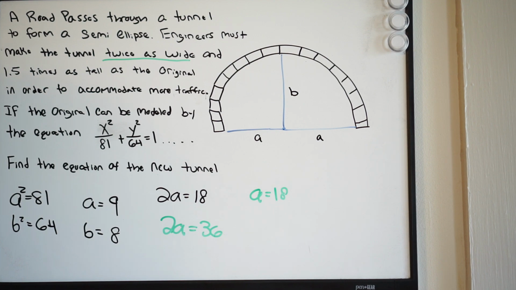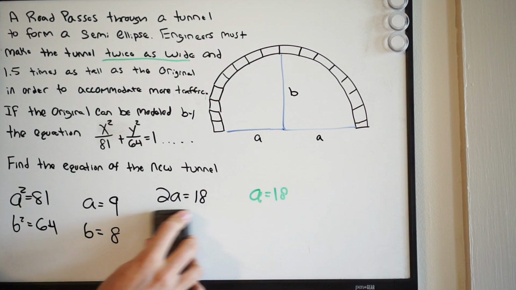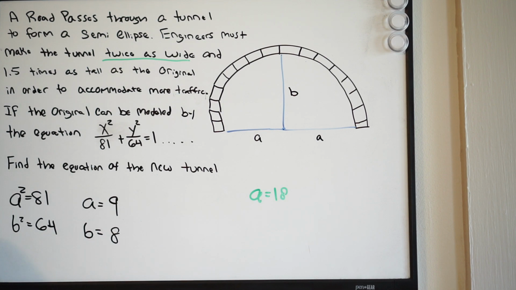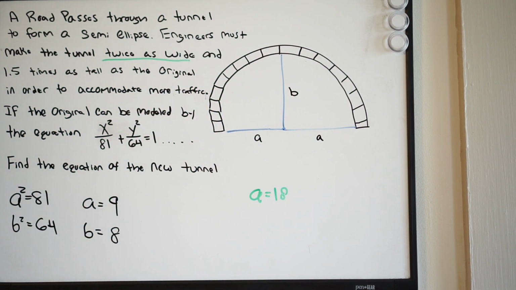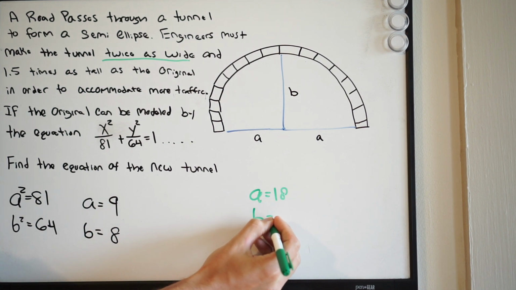We're going to do the same thing for our b value. So let's take a look at our b value. So let's erase this word. We know that a is going to be 18. For b, in this case, we want to make it 1.5 times as tall as the original. So here's my original. We're going to just simply multiply this by 1.5. So if you do 8 times 1.5, you're going to get 12. So our b value of our new one is going to be 12.